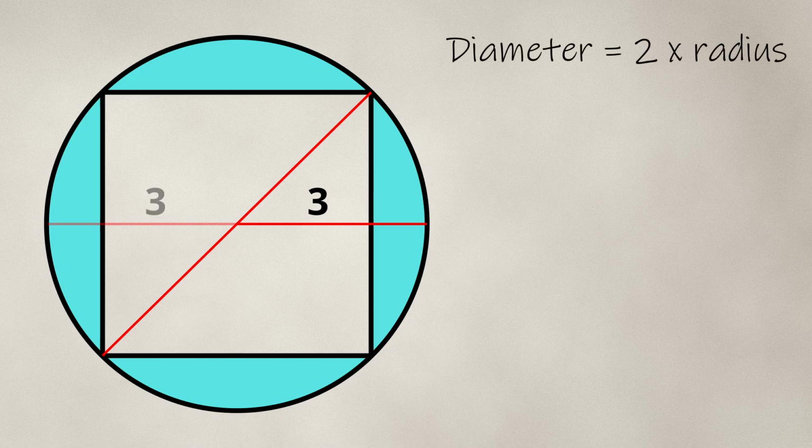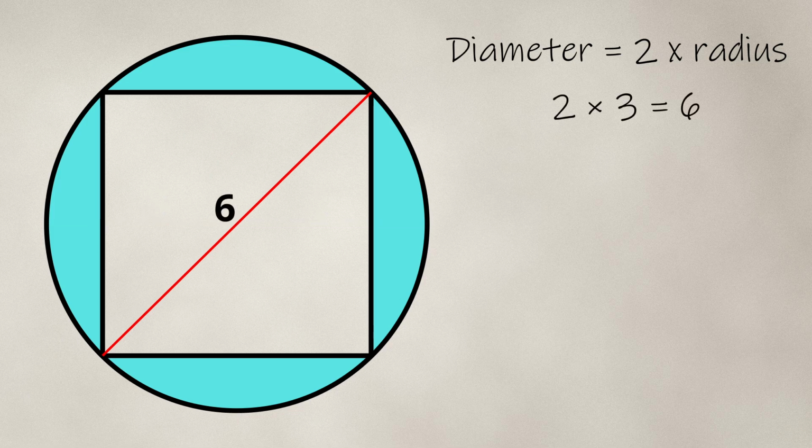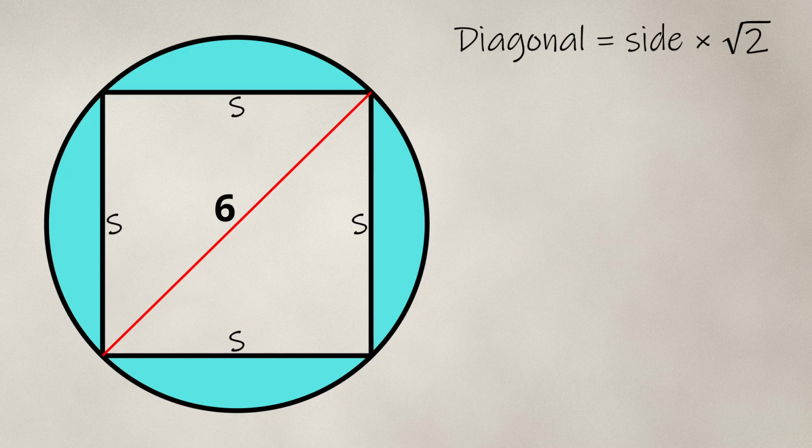The diameter is just twice the radius, so our diameter is 6, which means the diagonal of the square is also 6. Now, we can work backwards to find the side length of the square. Here's a formula you'll want to remember. For any square, the diagonal equals the side length times the square root of 2. Why? Well, if you think about it, the diagonal creates two 45-45-90 triangles inside the square.